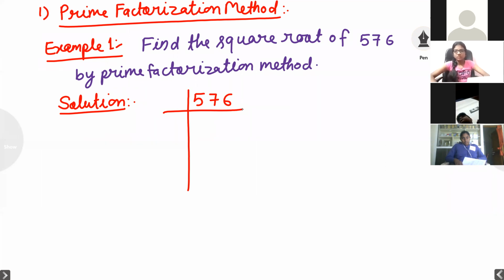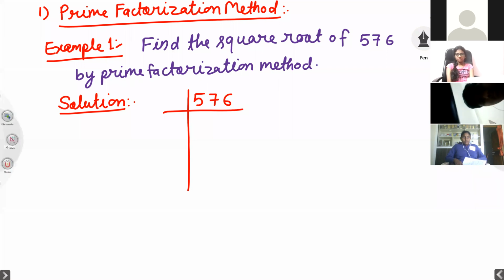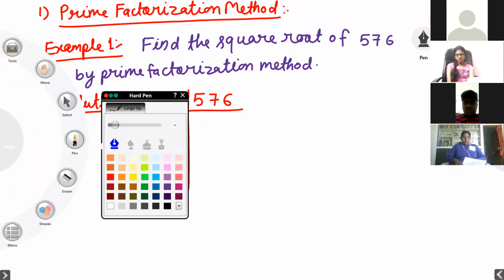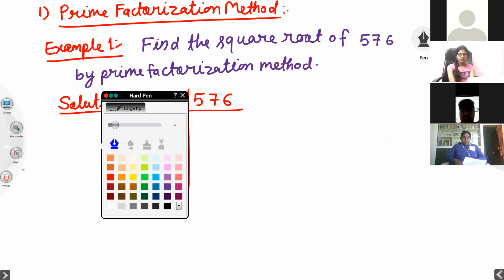In the prime factorization method, you have to keep in mind all divisibility rule concepts. If the ones place digit is 0, 2, 4, 6, 8, or an even number, the number is divisible by 2. Divisibility rule of 3: the sum of all digits is a multiple of 3. Rule of 4: last two digits. Rule of 5: ones place digit is 0 or 5. You only have to check prime numbers, not composite numbers. Now, is 576 divisible by 2? Yes, because the ones place digit is 6.